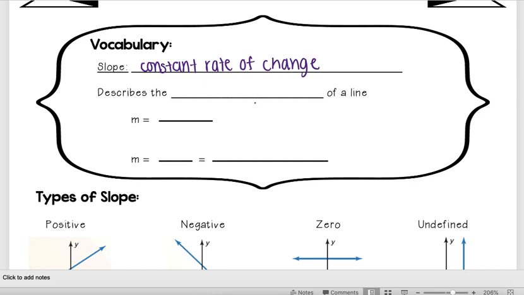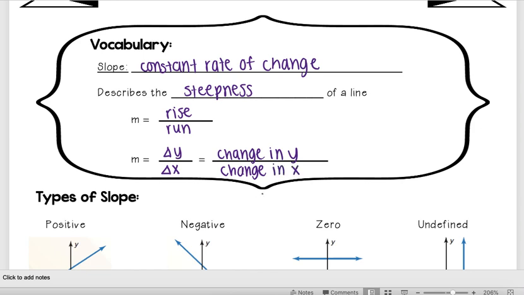And so when we're looking at a graph, slope describes the steepness of a line. And so, again, looking at a graph, our slope is going to be our rise over our run. And another way that you can think of it is that the slope is your change in y over your change in x. And so what that triangle just means is change in y over change in x. So there's multiple ways that we can think of slope.